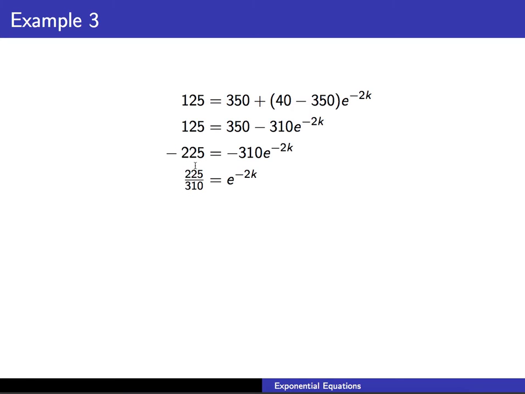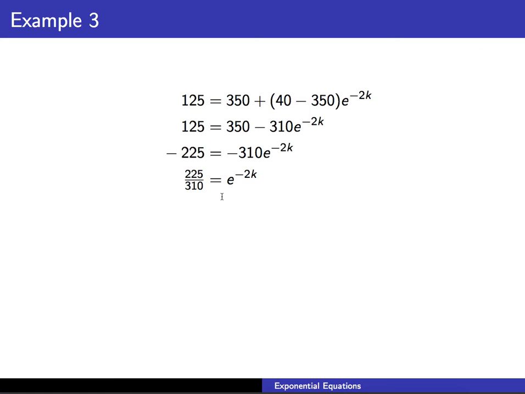And a negative over a negative is positive. And while you can reduce 225 over 310, you don't have to, because we're going to be taking a logarithm anyway. So it really would be an extra step to reduce this fraction that you really don't have to do. But in any event, we do need logarithms to solve this.